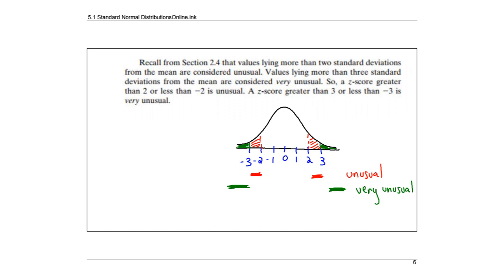All right, we've talked about unusual and very unusual before. It's very obvious to see where we are when we have a standardized number line. We've got a 0 in the middle, we've got 1, 2, and 3.